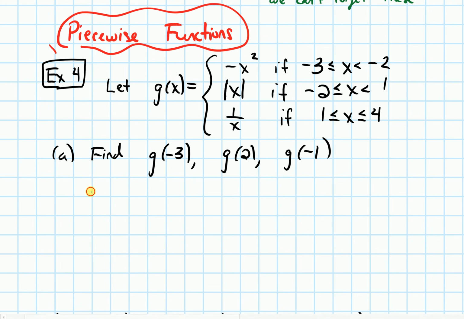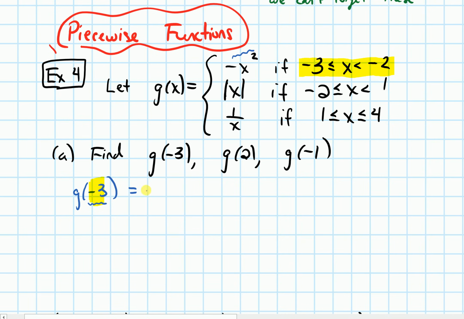Okay, so first, let's do g of -3. So to find g of -3, I'm plugging in the x value -3. Which of these pieces is x equals -3 in? Is it in the top piece, the middle piece, or the bottom piece? Well, -3 lies in this interval. It's between -3 and 2, so this lies in the top piece. That's how I know that I need to plug -3 in for the x in this top piece.